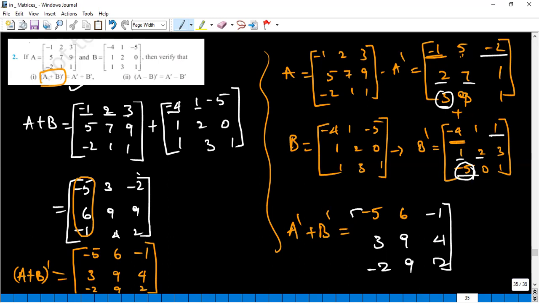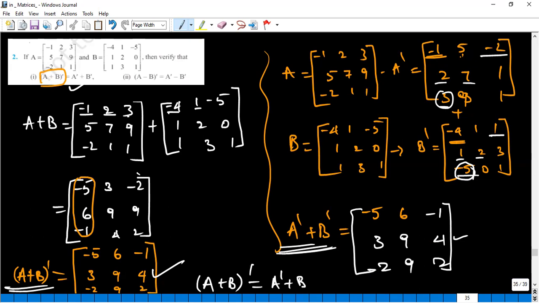Now just observe this one. (A plus B) dash is nothing but A dash plus B dash. The same matrix. So you can conclude here (A plus B) whole dash, you can call it as whole transpose also, is nothing but A transpose plus B transpose. In the same way, you can check the second property also. Okay.